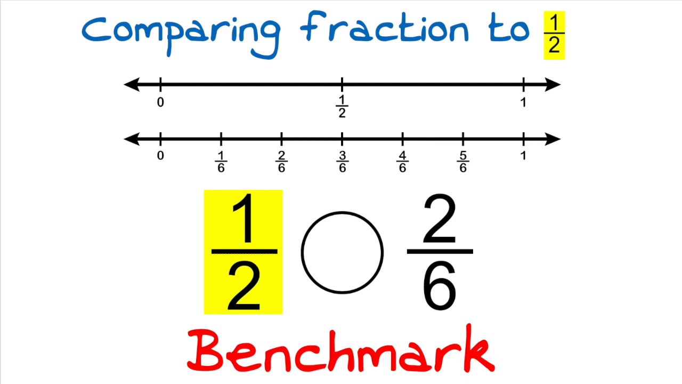A benchmark fraction is an important fraction that we use to help us understand how big or small other fractions are. Last time we used number lines to help us figure out whether fractions were larger or smaller than 1/2. Remember that when comparing fractions, we always have to make sure that the whole is the same size, right? So the whole from 0 to 1 on both number lines is the same size. The zeros are lined up and the ones are lined up.